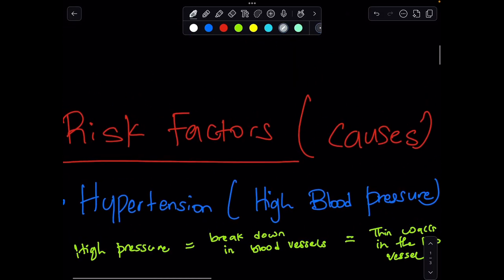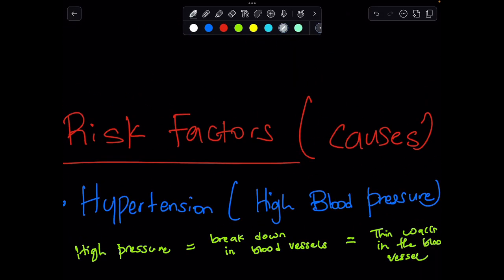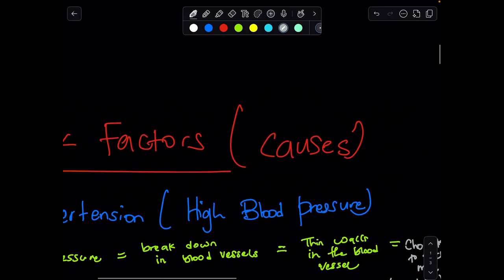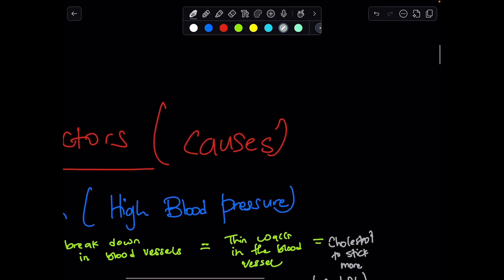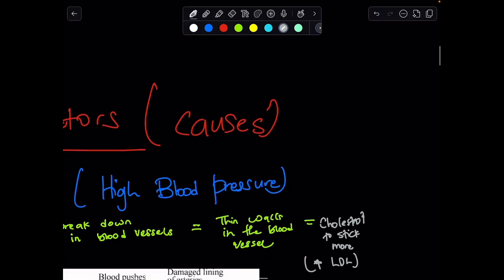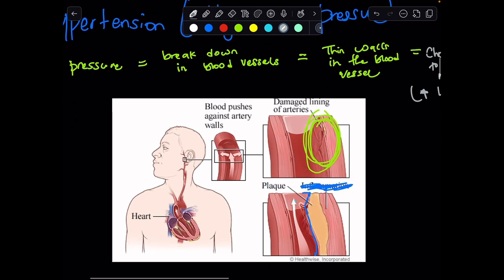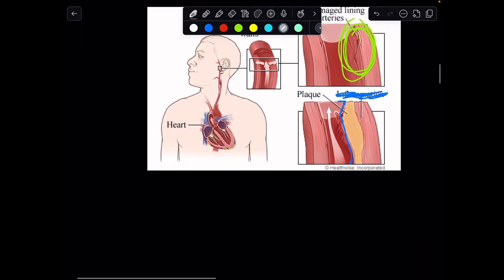So hypertension, with high pressure, causes the breakdown in blood vessels or the arteries, which thins them or damages them, and that causes cholesterol to stick to them more because there's an increased lazy dangerous Luffy. And this is the picture. So pressure damages, increased cholesterol forms the plaque because the lazy dangerous Luffy left it there.